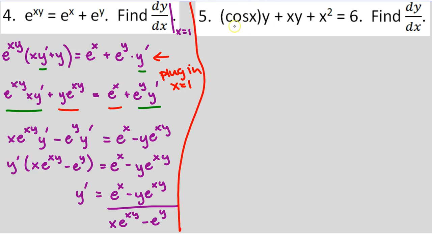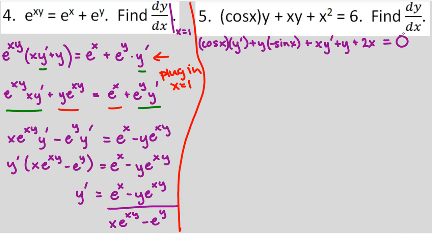So we have a product right here. So we have the first times the derivative of the second plus the second times the derivative of the first. Plus, and then the derivative of xy, again the product rule, the first times the derivative of the second plus the second times the derivative of the first. And then for x squared plus 2x. And then on the other side, the derivative of 6, thankfully, 0.